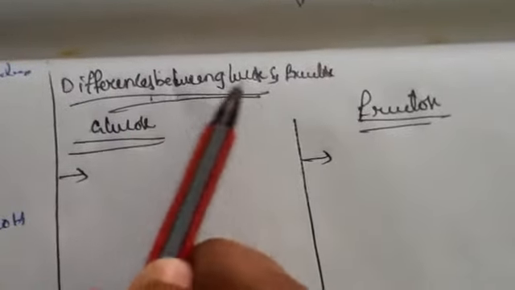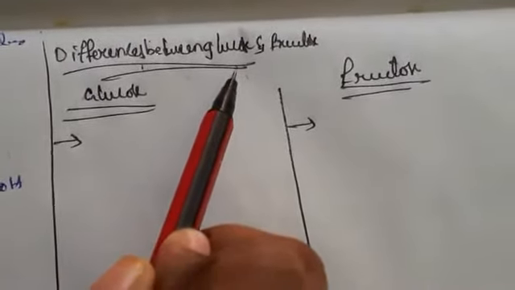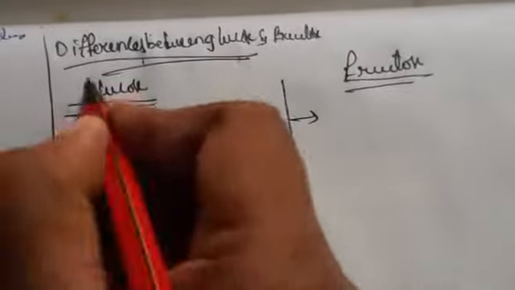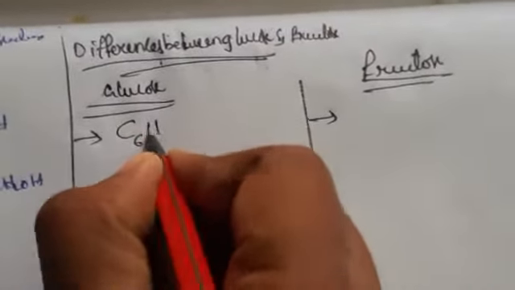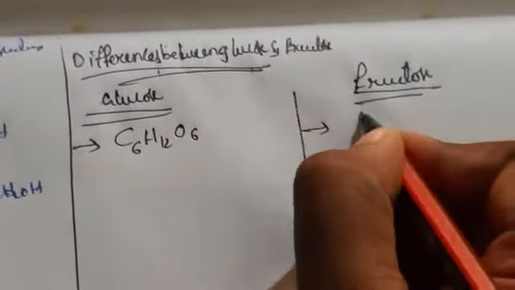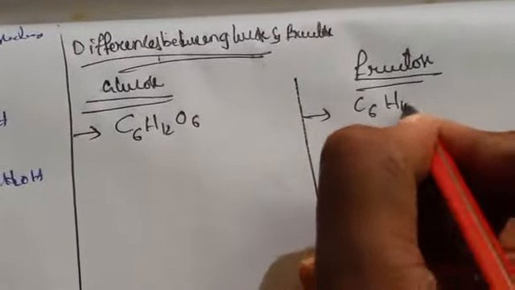Good morning students. Today we are going to see the differences between glucose and fructose. Okay. So first of all, glucose. Generally both have the molecular formula C6H12O6. Both the molecular formulas are the same.